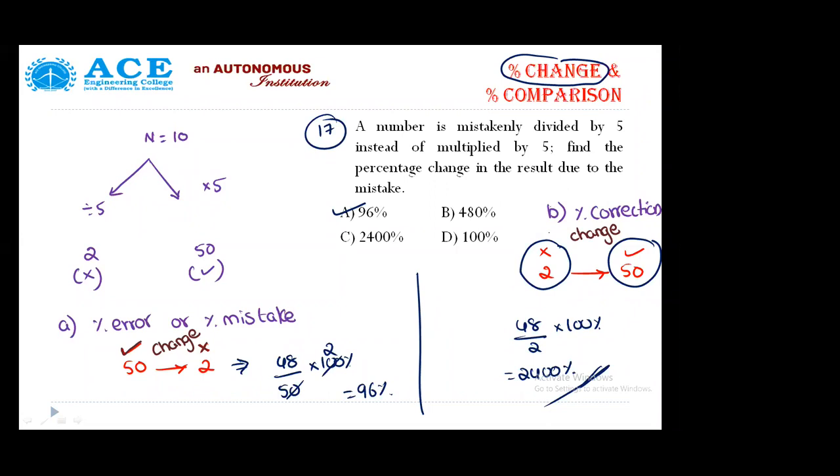So 2 is the wrong one. You have to get 50, so the change is 48, right? 2 becoming 50 means a 48 change with respect to 2. Percentage change is nothing but change divided by initial value, into 100.